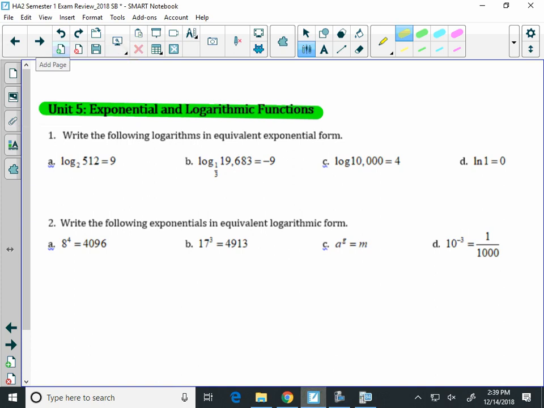This is our exponential and logarithms video for the exam review, and we'll work through all of the problems that are in the Unit 5 portion. All right, so starting with number 1, it says write the following logarithms in equivalent exponential form.